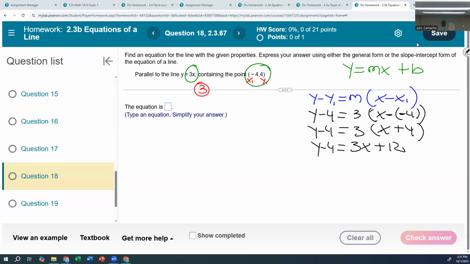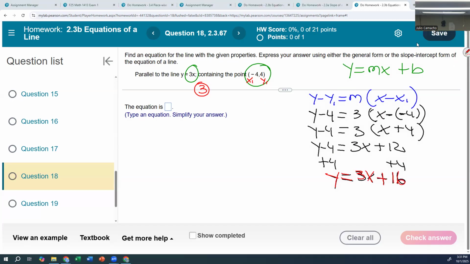And then I need to add 4 to both sides, as I have that y is equal to 3x plus 16. And that is the equation, the parallel. This is the parallel equation: y is equal to 3x, the same slope, plus 16.